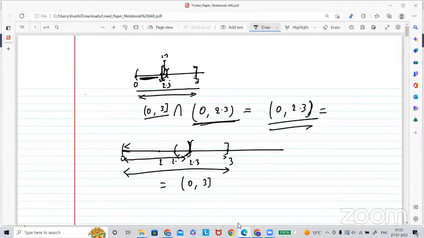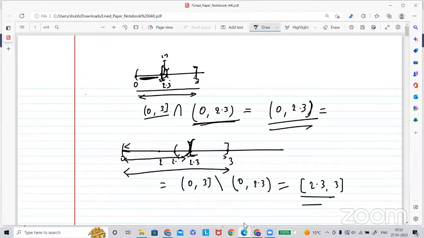So what you will get here? Open, close 2.3. When you are subtracting 0 to 2.3, then what you are getting? You are getting the closed interval 2.3 to 3. Now, is this a subset of 2, 3? Yes, because 2 is here, so it comes as a subset of that, between that.